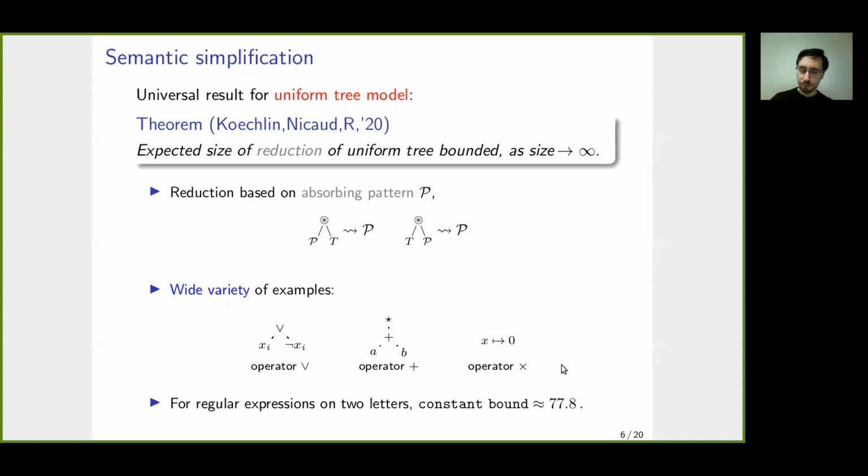And for the case of regular expressions on two letters, in principle, the constant you would get for the theorem is of size like 3 million. So it looks like a lot, but adding a few simplification rules, we proved also that the constant can be taken down to roughly 80. So it's a bit problematic. So the uniform distribution has this flaw.